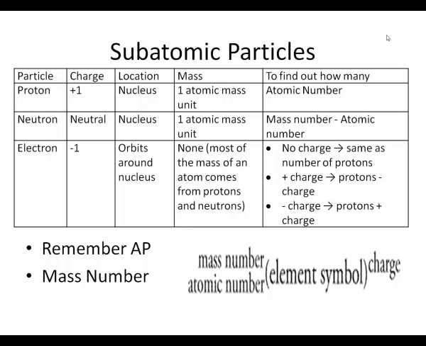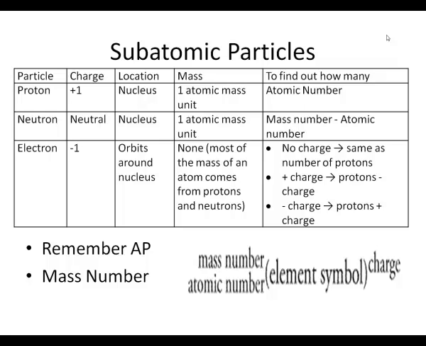Most of the mass of an atom comes from protons and neutrons. So if you add those together, you get the mass number. To figure out the atomic number, you're going to look at the number of protons. This is printed right there on the periodic table of elements. It's the big number that's in bold.